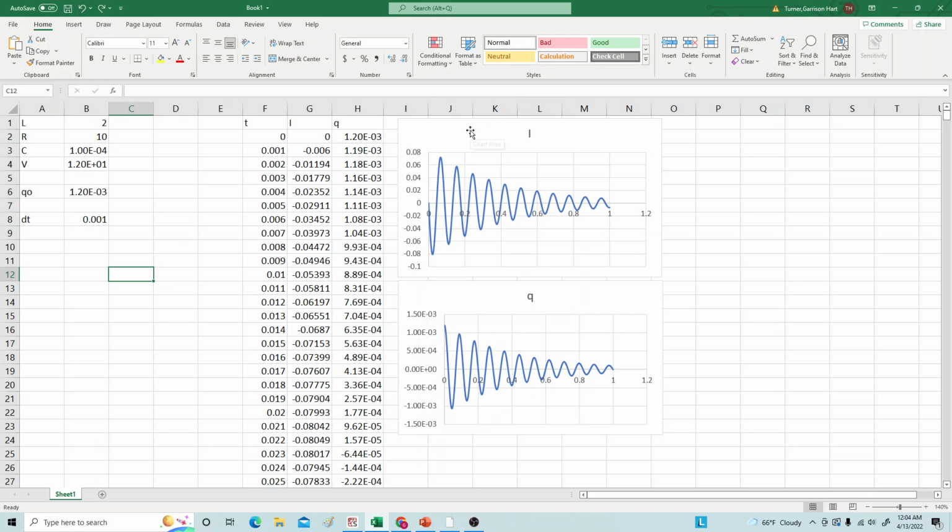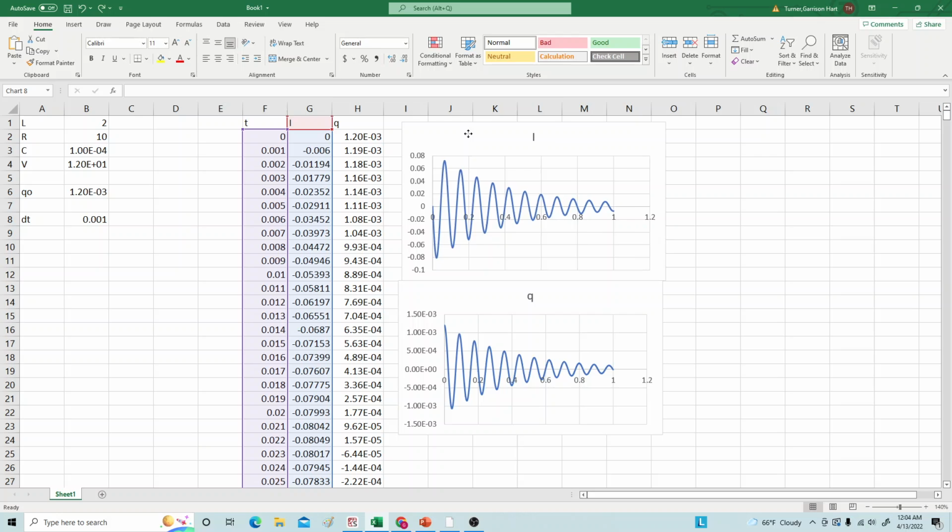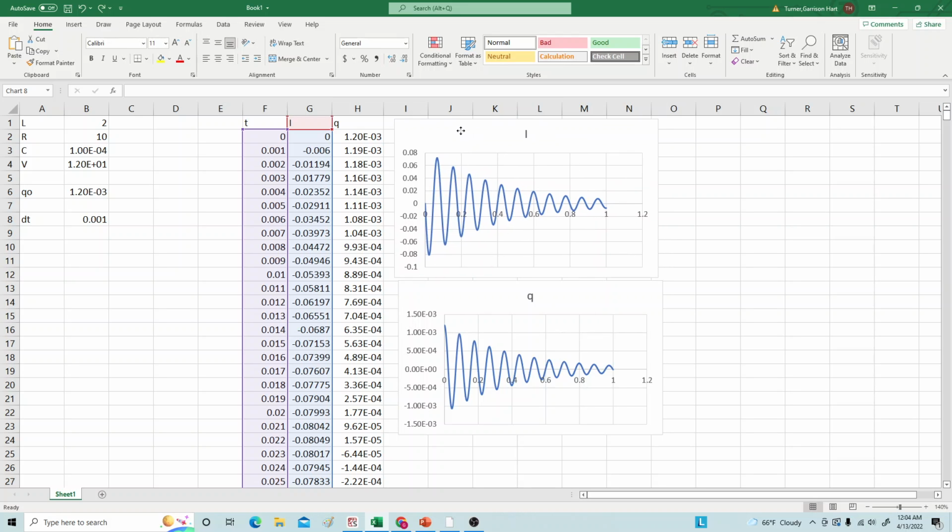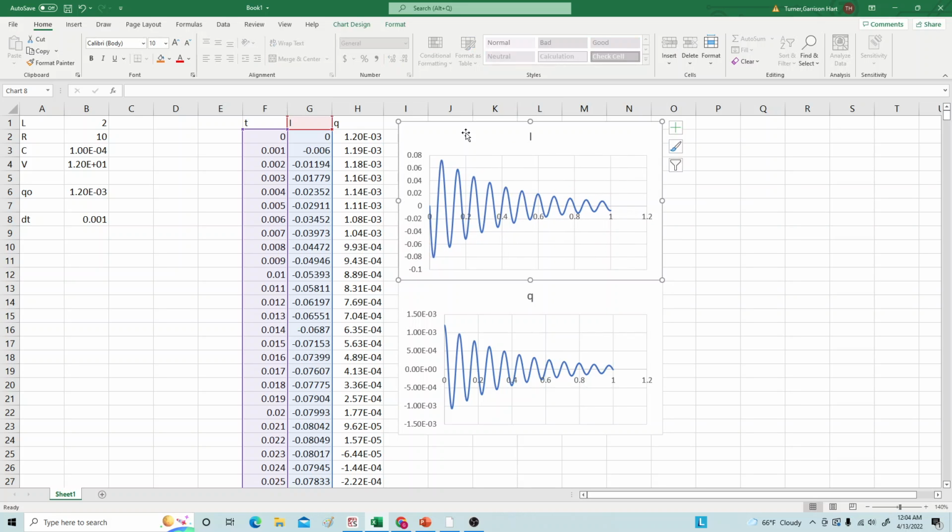And so I've already got this program, but again, I'll walk through this with you step by step so you can see what's happening. And you can see that I already have a plot, and this is a lowercase l. This should actually be an uppercase L. So this is the current, I'm sorry, not L, but I. This should be the current versus time. And this is the charge versus time.